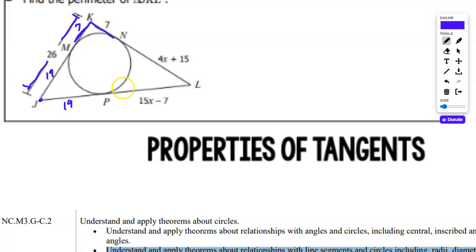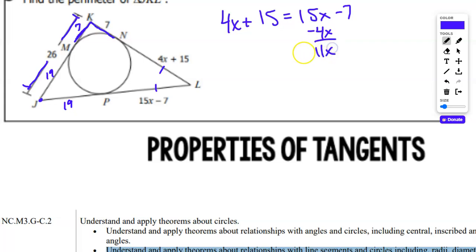We don't know how long these pieces are. So what we can do again, we know that they are equal to each other. 4x plus 15 is equal to 15x minus 7. Subtract the 4x. Remember, easier to move the smaller one. Let's move -7 over to that side so we can stay balanced. I got my constants on one side, I got my variable on one side, and we get rid of the times 11 by dividing by 11. X is 2.